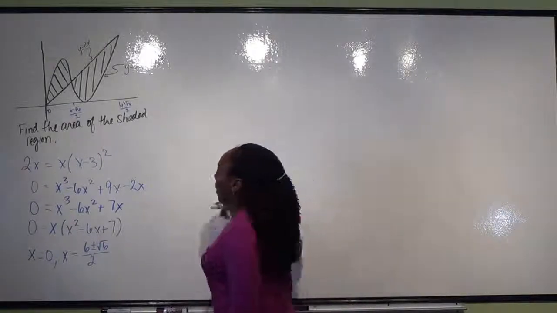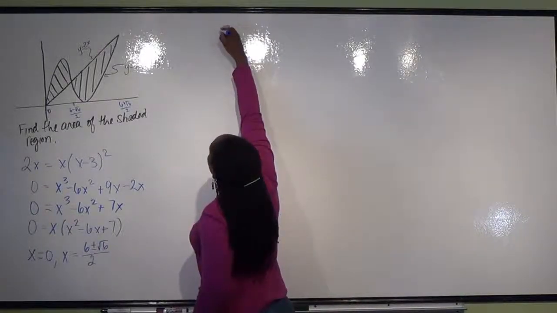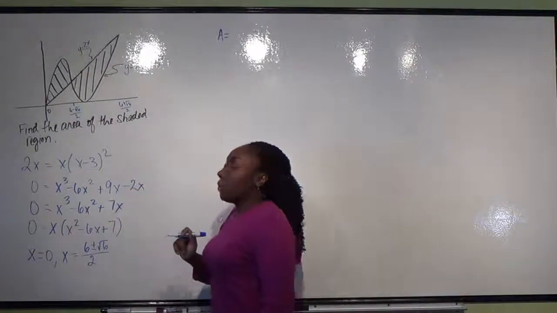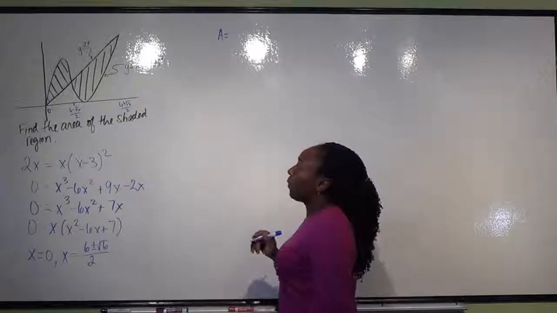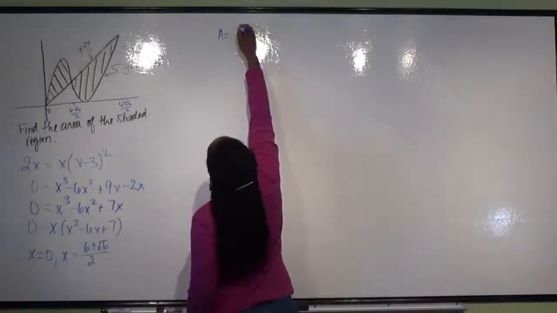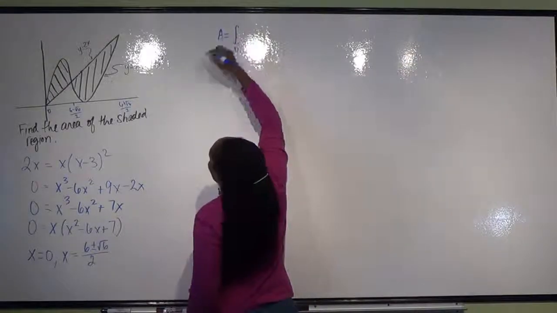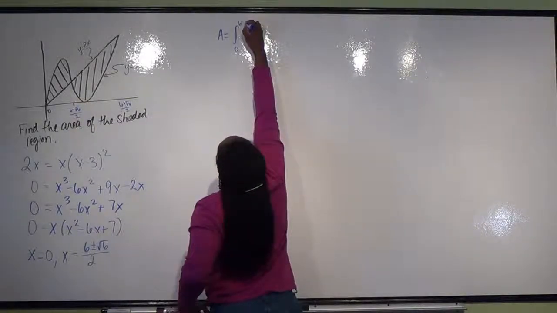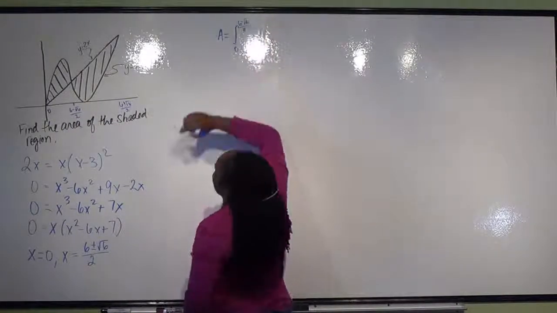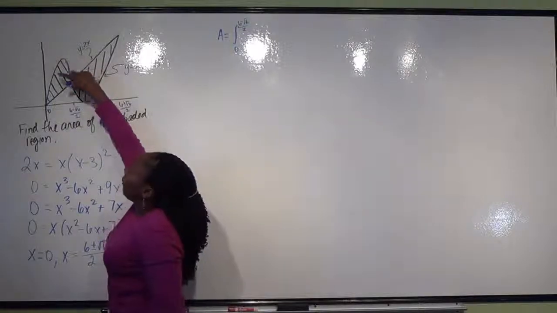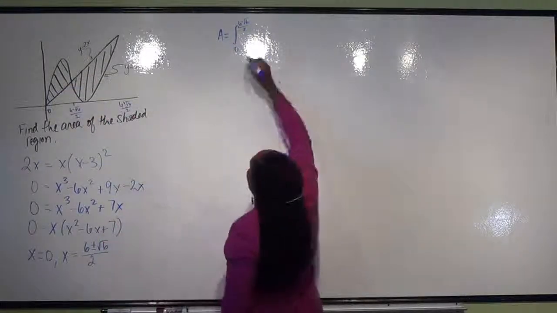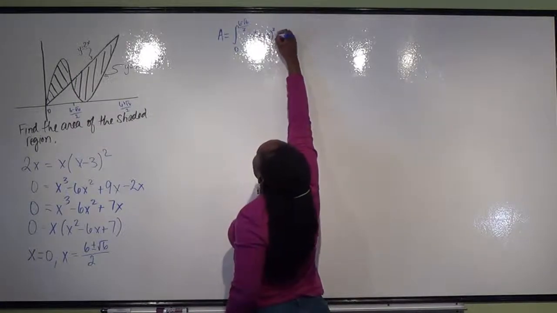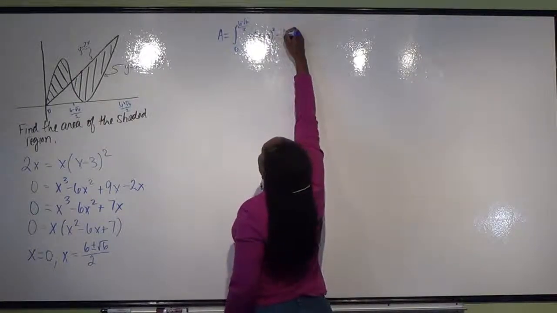So to set up our area formula, we're going to do this in two separate pieces. For the first one, the integral is going to go from 0 up to (6 minus root 6) over 2. And again, it's our upper curve minus our lower curve. Our upper curve in this case is x times (x minus 3) squared, minus the lower curve, which is 2x.